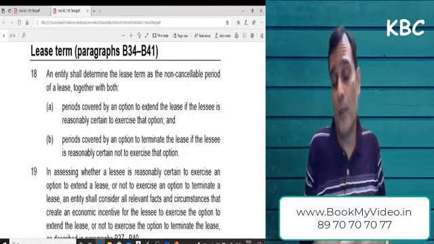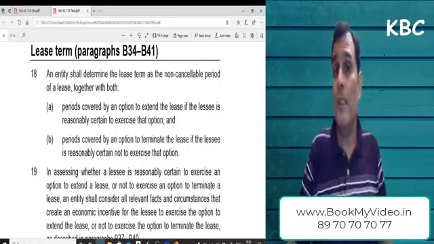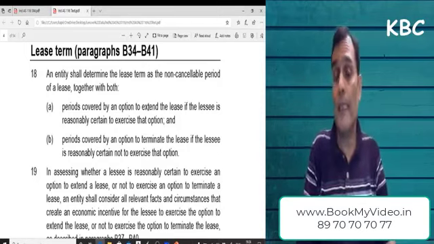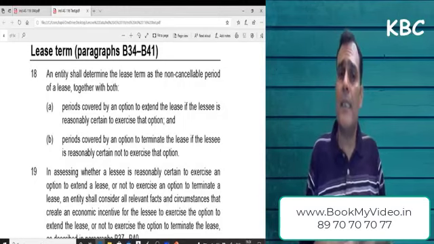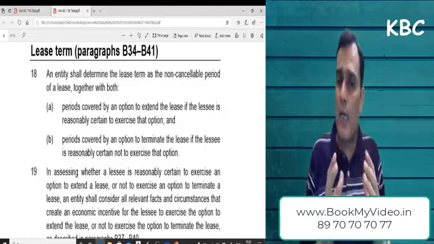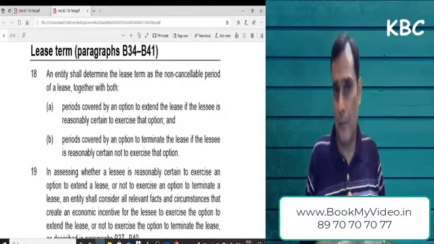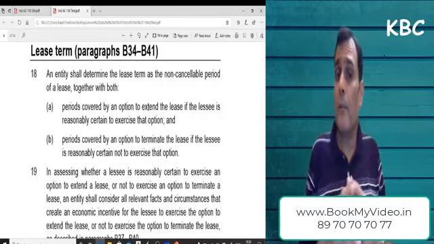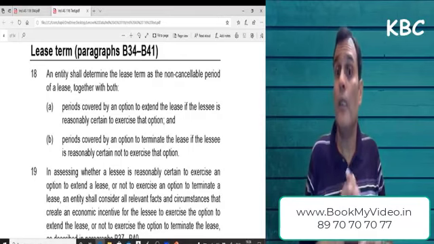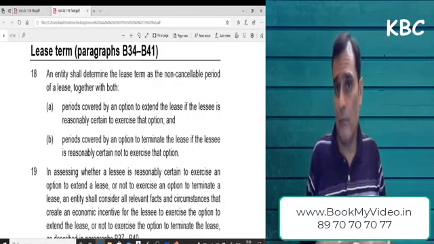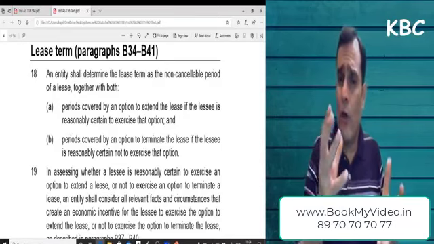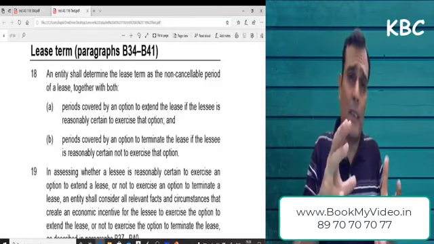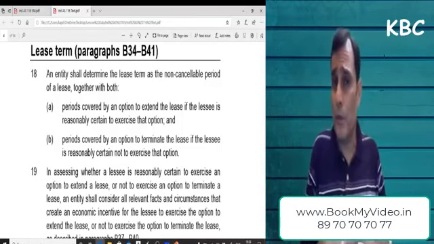But I just remembered them, so I thought I'd tell you that the explanation to 18B is covered in para number B34 and B35. What does it say in 18B? It says periods covered by an option to terminate. The periods covered by an option to terminate the lease if the lessee is reasonably certain not to exercise the option. I know, frankly speaking, you would say, sir, I didn't understand. The option to terminate, and it is certain that the lessee will not exercise the option.